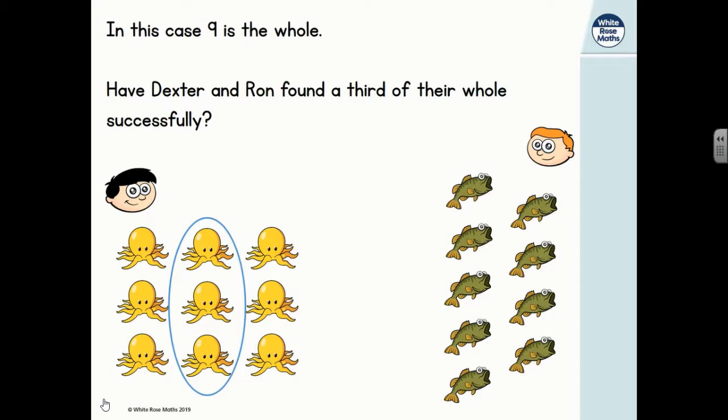Ron is doing something different. He's counting his fish. So he's counted 1, 2, 3, and he's circling that one. Then he's counting 1, 2, 3, and he's circling that third one. And then he's counting 1, 2, 3, and he's circling that one. So Ron is circling every 3rd fish to find a 3rd. That's funny, isn't it? Have they been successful?